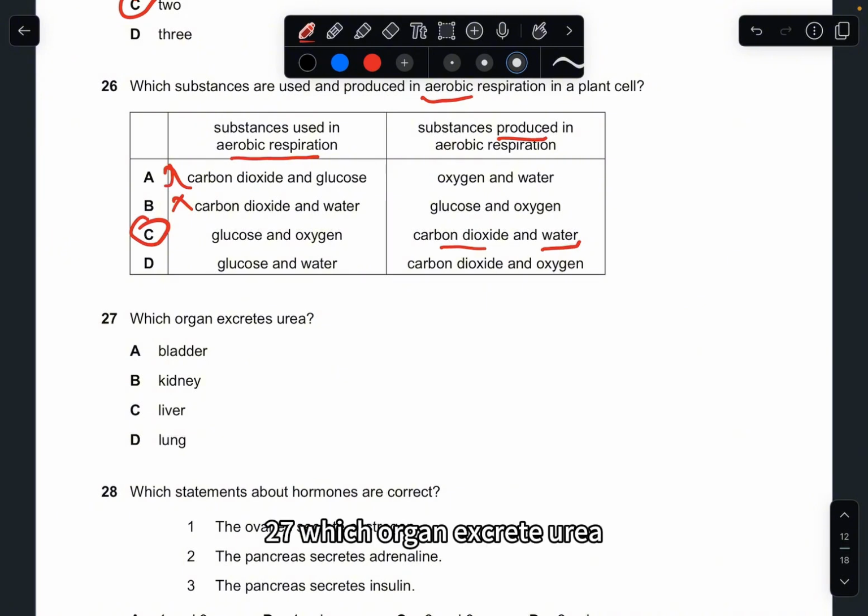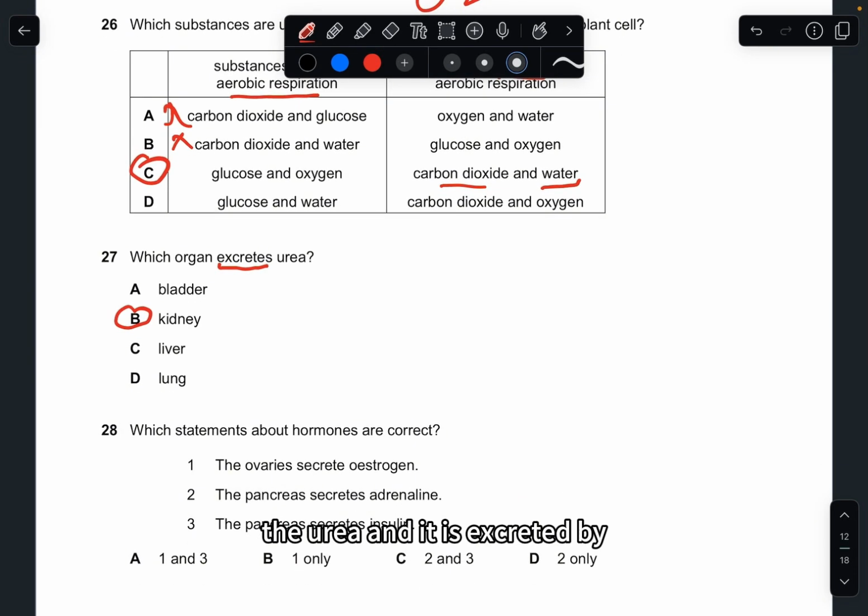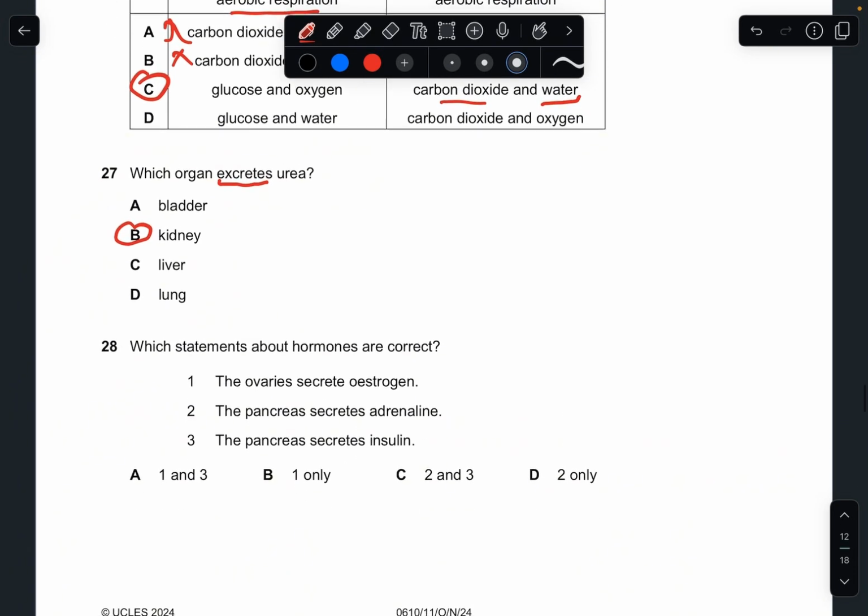Question 27. Which organ excretes urea? So excrete means remove from the body. So that is by the kidneys. The liver produces the urea and it is excreted by the kidneys.